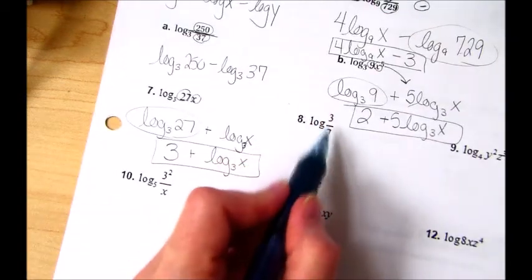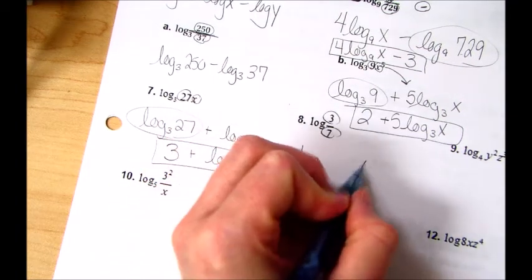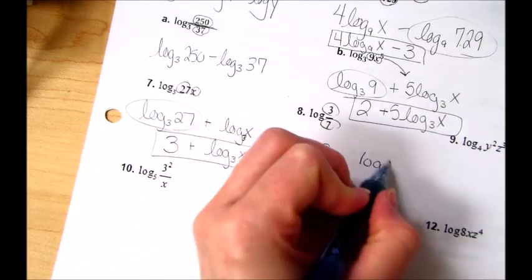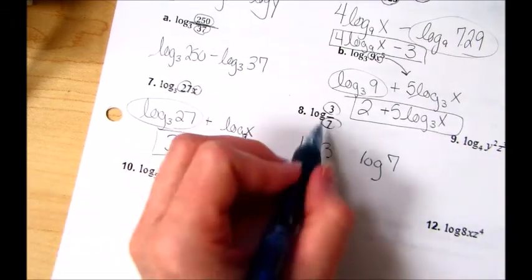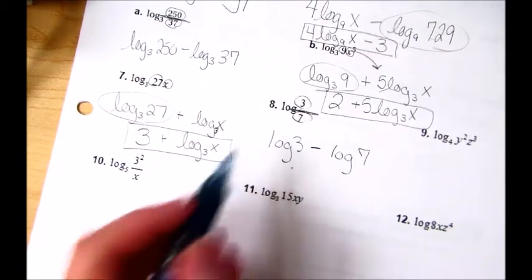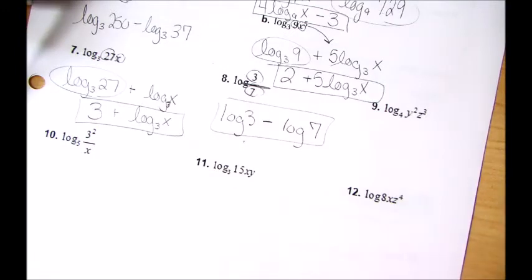Number 8, I see division. I see 2 things, so I'm going to write 2 logs with a hidden base of 10. I need a log for the 3 and a log for the 7. They were being divided, so I need a subtraction sign. There's no fancy anything that happens on that.